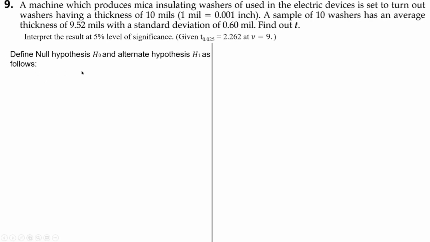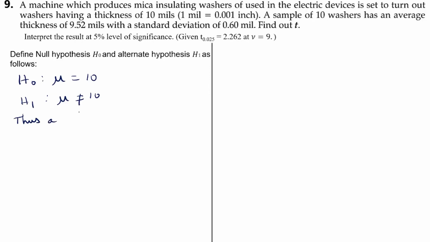Define null hypothesis H naught and alternate hypothesis H1 as follows. H naught is mu equal to 10, since the machine has to produce a thickness of 10 mils. The alternate hypothesis H1 is mu not equal to 10. Since H1 is mu not equal to 10, it is a non-directional hypothesis, so we have to use a two-tailed test.